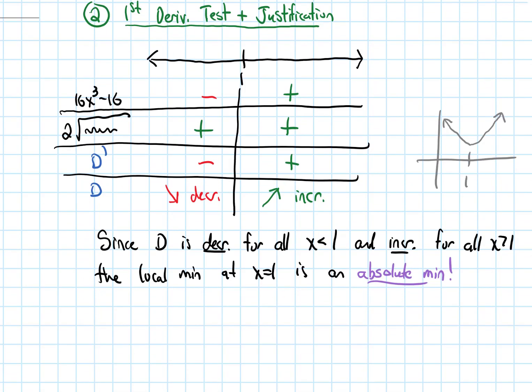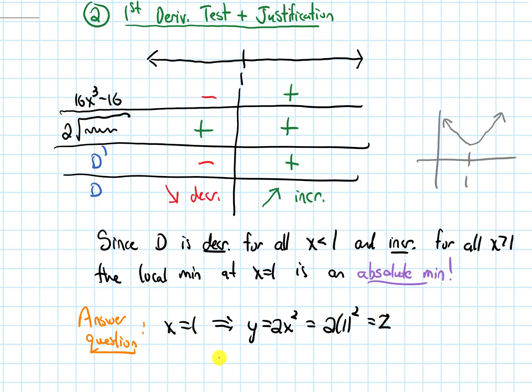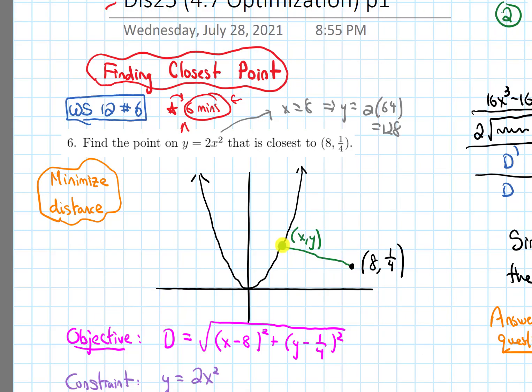So the last thing I have to do is make sure I answer what the question wanted. And the question wanted to know, where is that point? And right now I know the x coordinate of the point. I know it's 1. So to get the y coordinate, let's plug this into our parabola equation, y equals 2x squared. So we get 2 times 1 squared, which is 2. So my closest point is (1, 2). And that's our answer. Turns out that is the point on this parabola, when x is 1 and y is 2, that is closest to (8, 1/4).